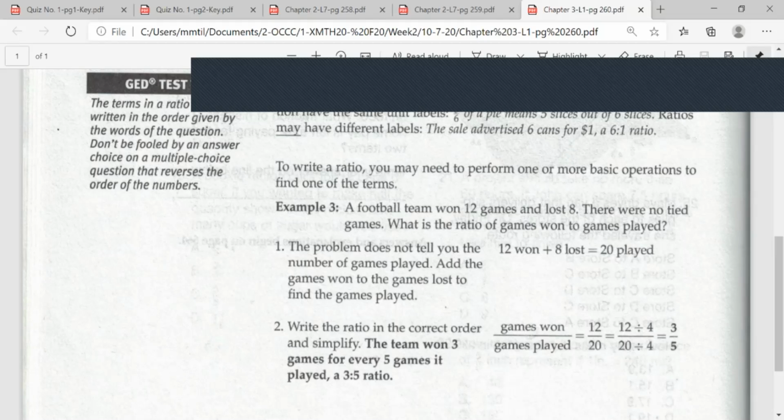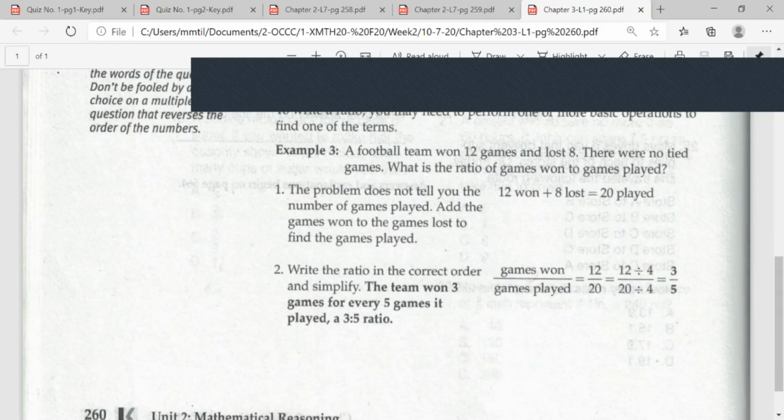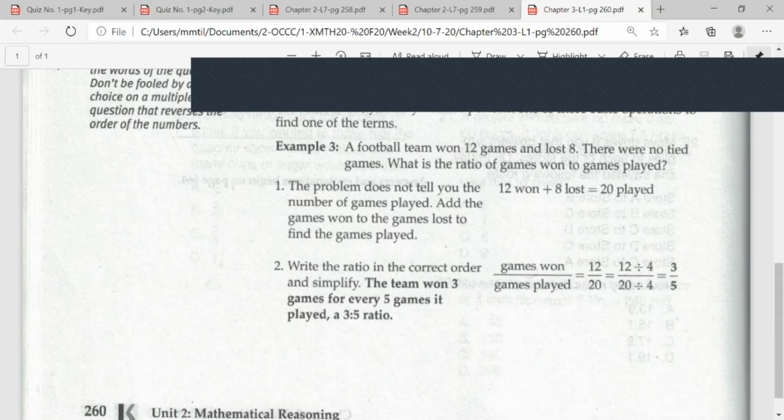In this particular one, you have to figure out what the games played is. So it's 12 plus 8 is 20. So you're doing addition first. Then you want to find the ratio of games won to games played. So it becomes 12 over 20. But you don't want to leave it there. You want to reduce it to the lowest form, the smallest fraction. In this case, you divide the numerator and denominator by 4 to get 3/5. So it would either be 3-5, 3:5, or 3/5. It all means the same thing. Questions on that?